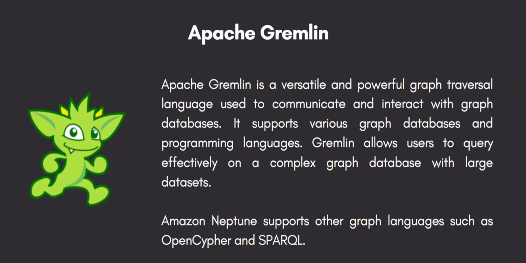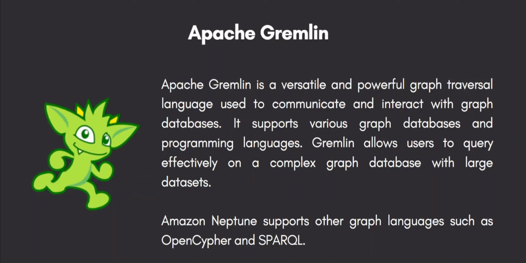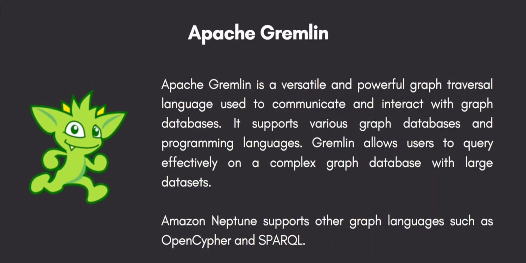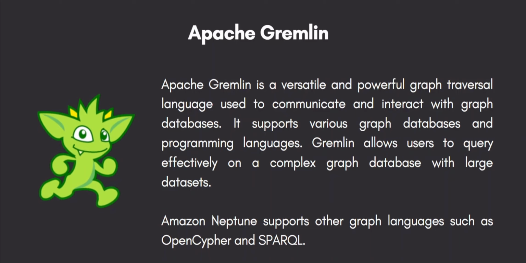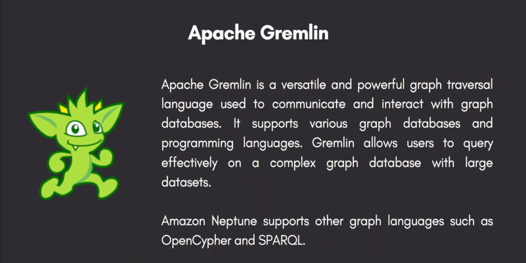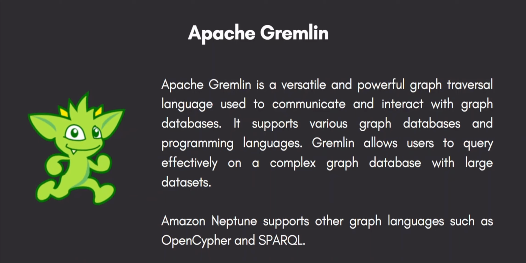Apache Gremlin is a versatile and powerful graph traversal language used to communicate and interact with graph databases. It's similar to SQL in a relational database. It supports various graph databases and programming languages. Gremlin allows users to query effectively on complex graph databases with large datasets. Amazon Neptune also supports other graph languages such as OpenCypher and SPARQL.